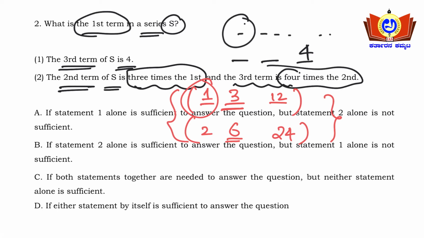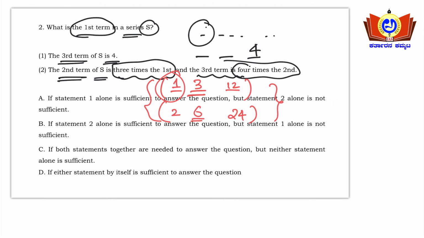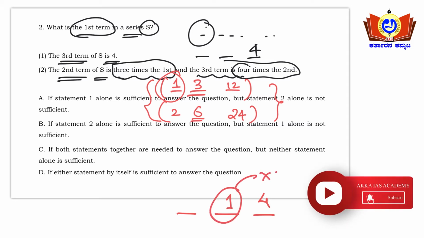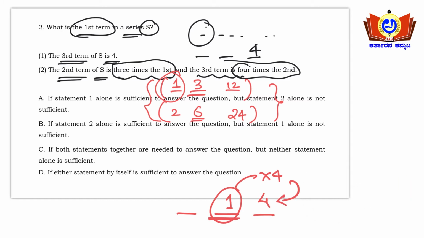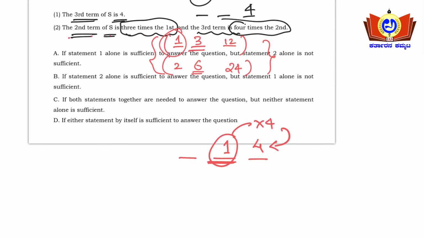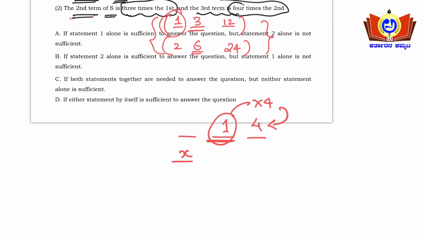See here, when you consider both the statements, statement 1 and statement 2. Statement 1 reads that the third term is 4, my dear friends, and statement 2 tells that this third term is 4 times the second term. So obviously the second term will be number 1, because 1 into 4 will be 4 here. And statement 2 also reads that the second term of S is 3 times the first. So let us assume the first number is X, so X into 3 I'll be getting here as 1.